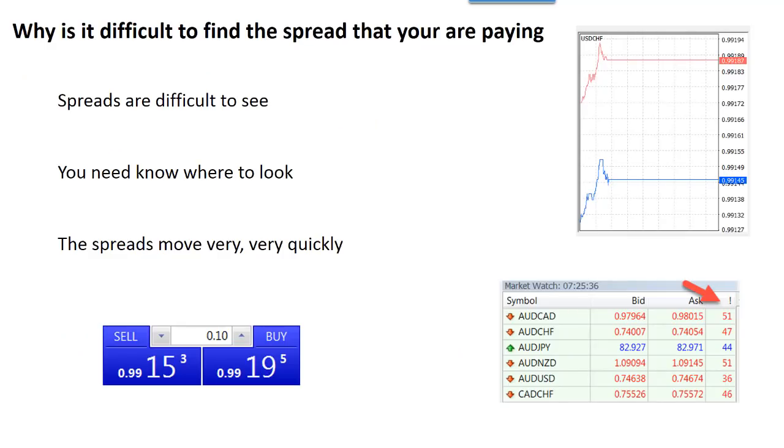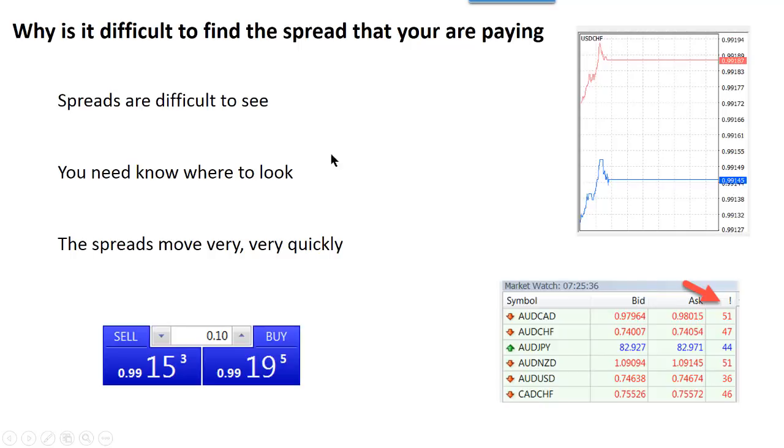Okay, so let's look at the problem of why it's so difficult to find the spread. Normally when you enter a deal, the spread is shown as a buy value and a sell value, and the difference is the spread. A lot of brokers don't actually show you the difference. You've got to mentally calculate the spread at the time, and it does change very rapidly, so it is a bit of a problem.